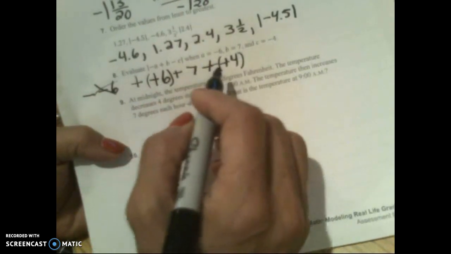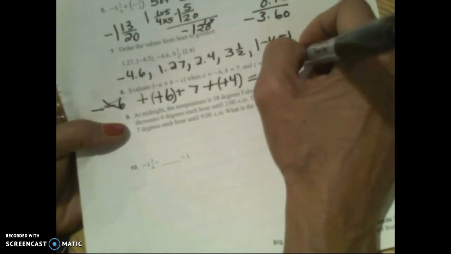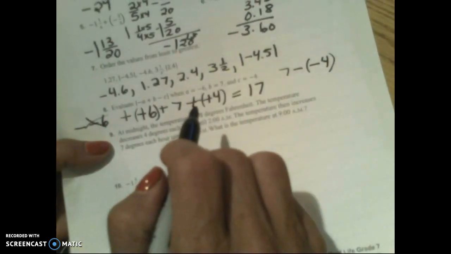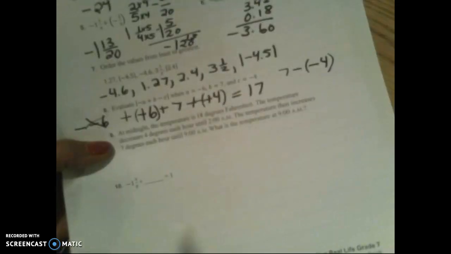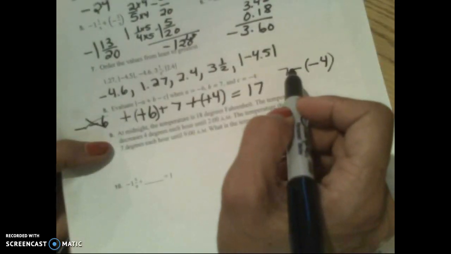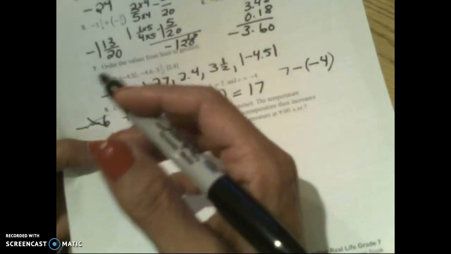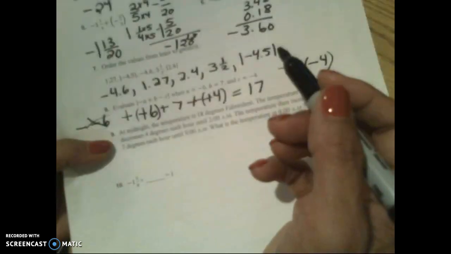So in this scenario, 6 plus 7 plus 4 equals 17. I'll explain again. Let's say this simple one: 7 minus a negative 4. You have to stop and add the opposite. Because if I owed 7 and then I owed 4, now I have 11. So you have to stop and add the opposite.